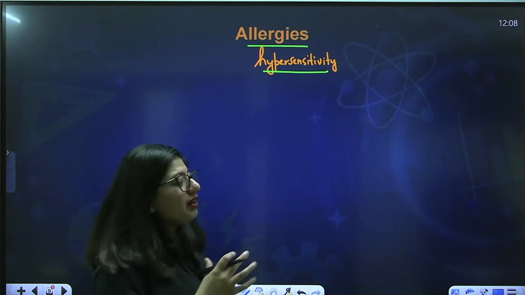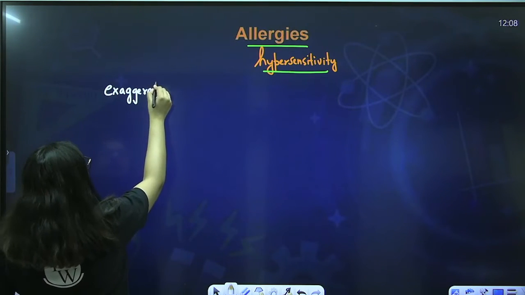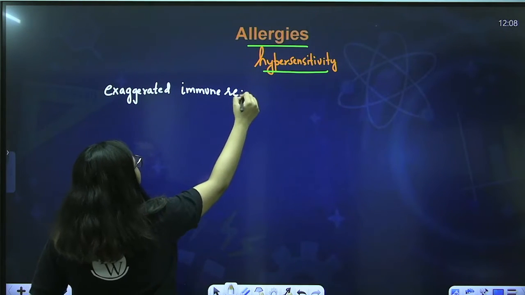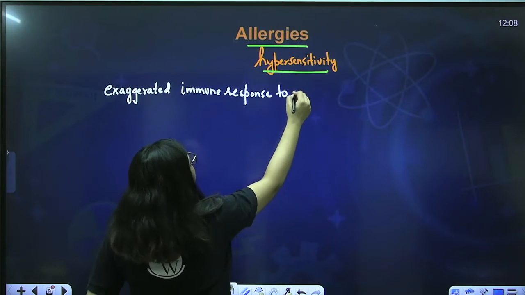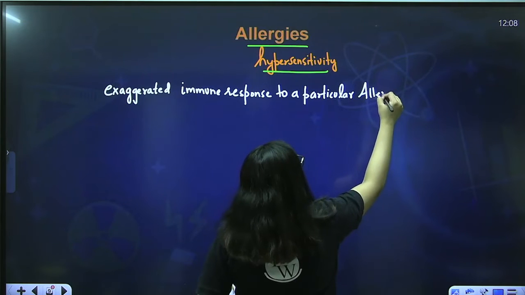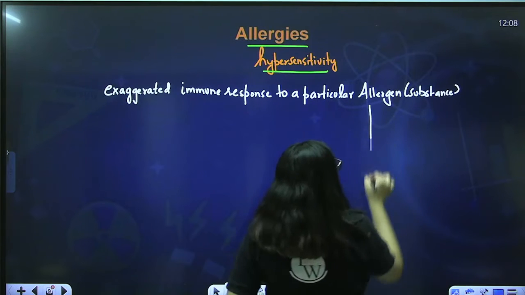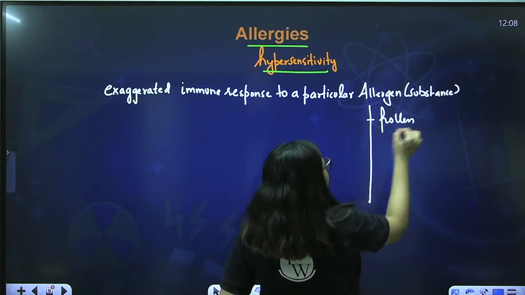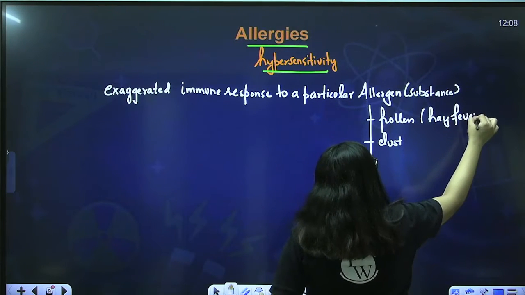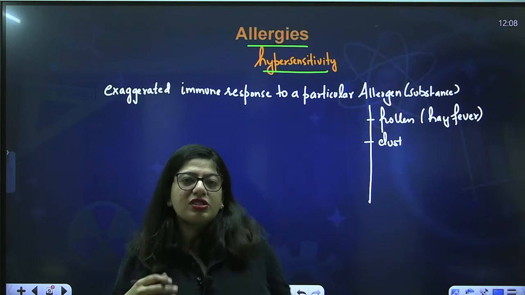So what happens in allergies? We get an exaggerated immune response to a particular allergen. What is an allergen? The substance that causes you allergy. Now the allergen can be pollen, it can be dust. Like in hay fever, people are allergic to pollen. So whenever there is a pollen season, people get a lot of fever, running nose and so on.